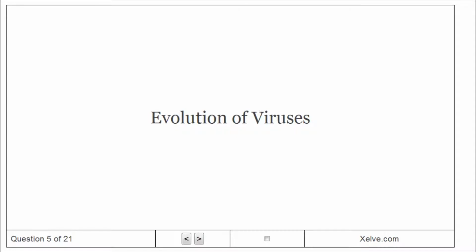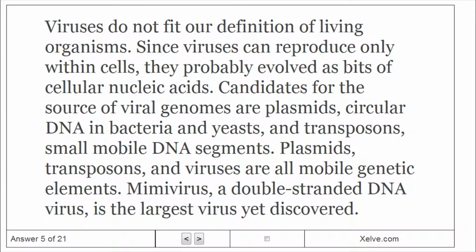Evolution of viruses. Viruses do not fit our definition of living organisms. Since viruses can reproduce only within cells, they probably evolved as bits of cellular nucleic acids. Candidates for the source of viral genomes are plasmids, circular DNA in bacteria and yeasts, and transposons, small mobile DNA segments. Plasmids, transposons, and viruses are all mobile genetic elements. Mimivirus, a double-stranded DNA virus, is the largest virus yet discovered.